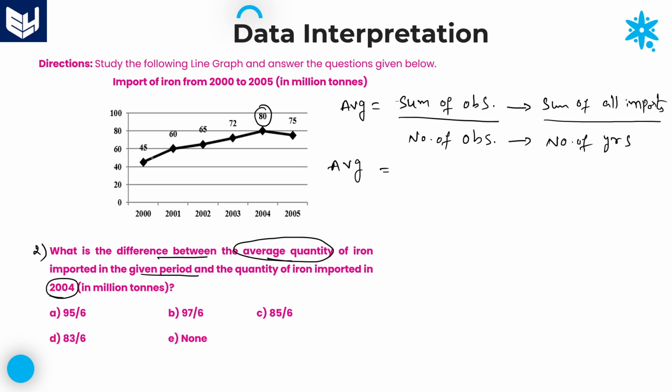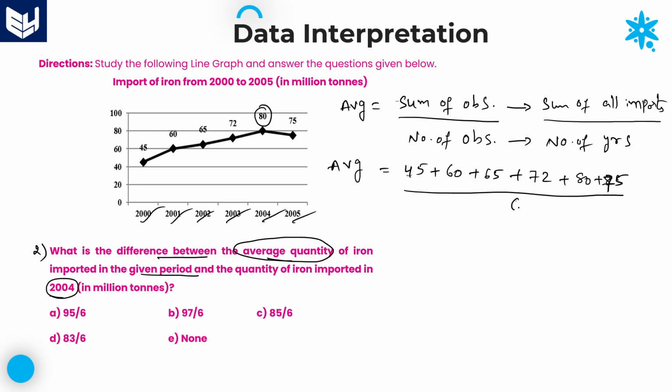Average is equal to the sum of all the values. Write down all the values: 45 plus 60 plus 65 plus 72 plus 80 plus, sorry, not 85, 75. The last value is 75. Divided by the number of years. How many years are we taking? 1, 2, 3, 4, 5, 6. Total 6 years. Therefore, average is equal to, add all the values.